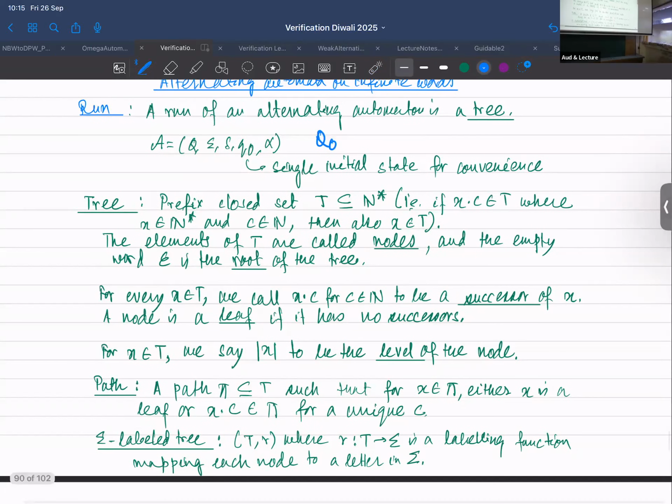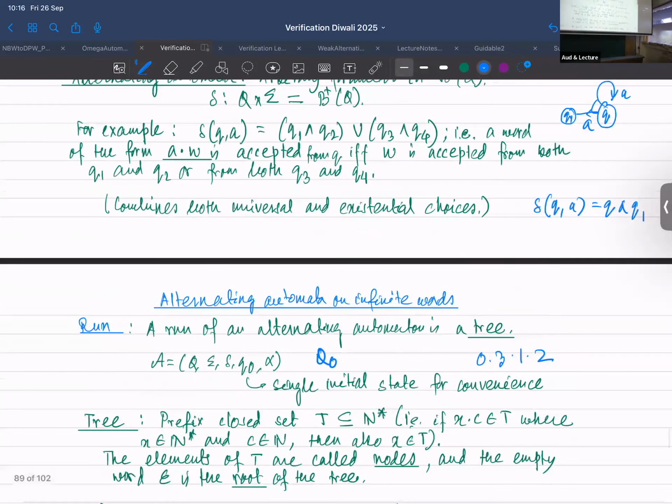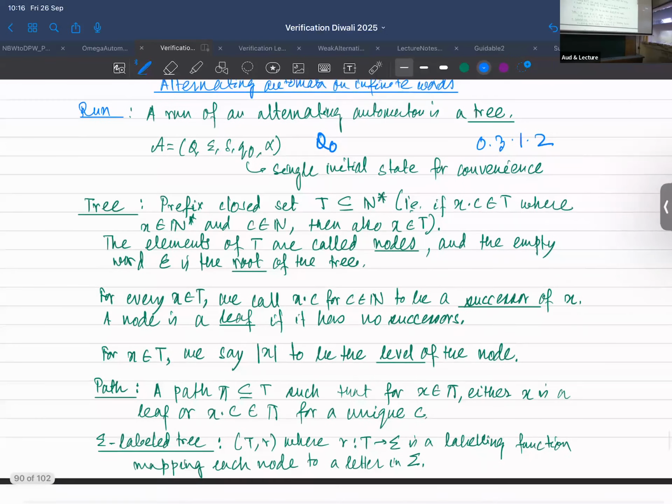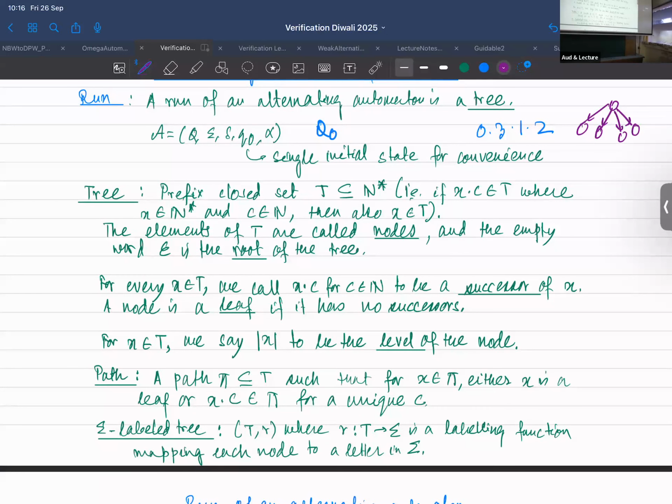So how does a node look? A node in a tree may look like, let's say, 0, 3, 1, 2, all concatenated. What does it mean? Like a tree, you all know how a tree looks. A tree will look very much like this, and similarly it will have branches here and here, right? So when I say 0, 3, 1, 2, which particular node am I referring to?